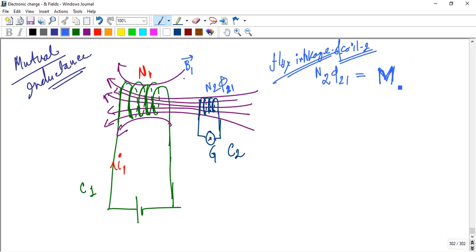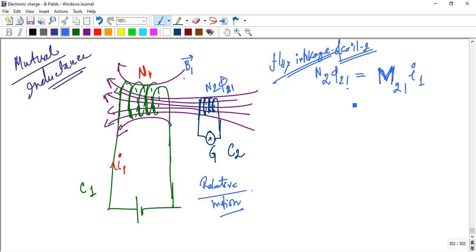M21 is the mutual inductance of coil 2 with respect to coil 1, because of the current passing through coil 1, which produces a magnetic field here. Now, if either of the two coils is in relative motion, obviously there is a current here. The current is I1.